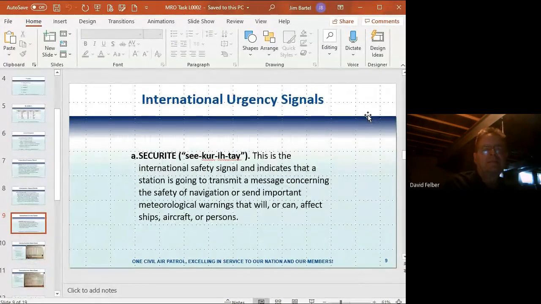Securite. The international safety signal indicates a station is going to transmit a message concerning the safety of navigation or send important meteorological warnings that will or can affect a ship, aircraft, or persons. Has anyone ever heard this safety signal, Securite?